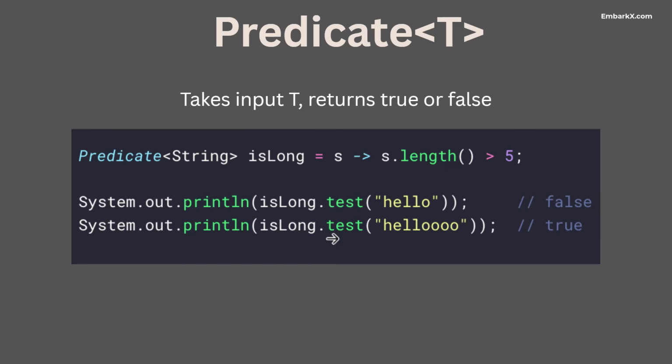Predicate takes the input over here, and it returns either true or false. You can see it is taking a string, isLong, and it is returning true or false, depending on whether this string's length is greater than 5 or not. This is how you can make use of it. It basically returns a Boolean value. These are some inbuilt functional interfaces that exist. I hope you were able to follow along, and I hope this has been useful.